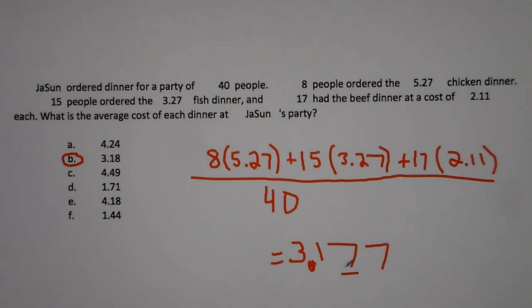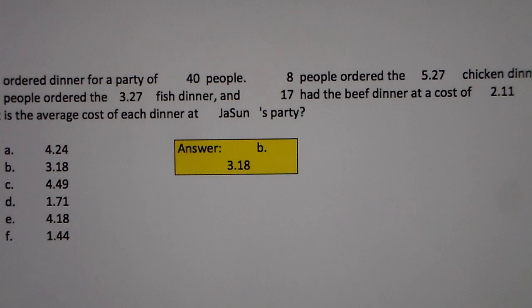Because $3.17, 0.7, well, you can't have 0.7 of a cent, so you round it up to the 8. So 3.18. All right, let's move on.